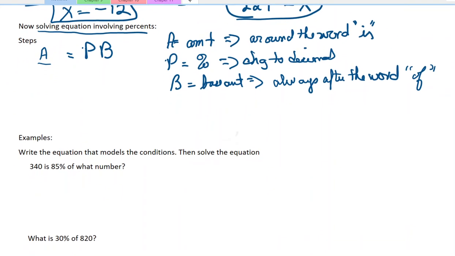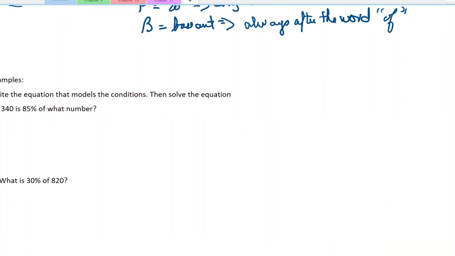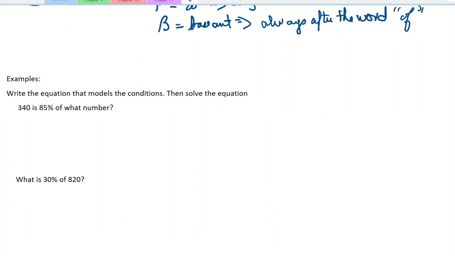All right, so let's look at what we have, and I'll keep talking about how to do it. So we have 340 is 85% of what number? All right, so here's the word is. So this is my A. Here's the percent. That's my P. And we don't know our B. This is what we don't know.